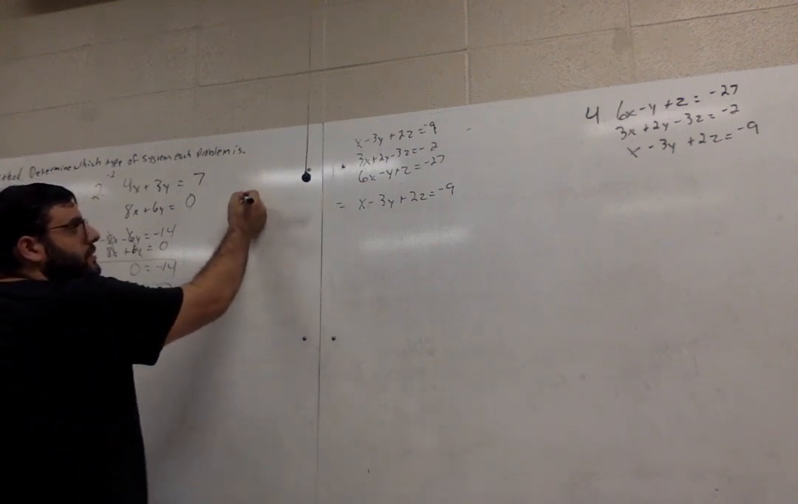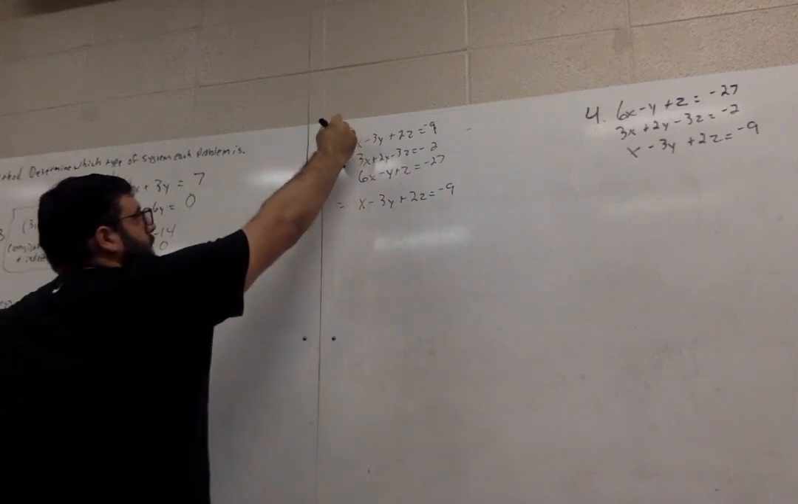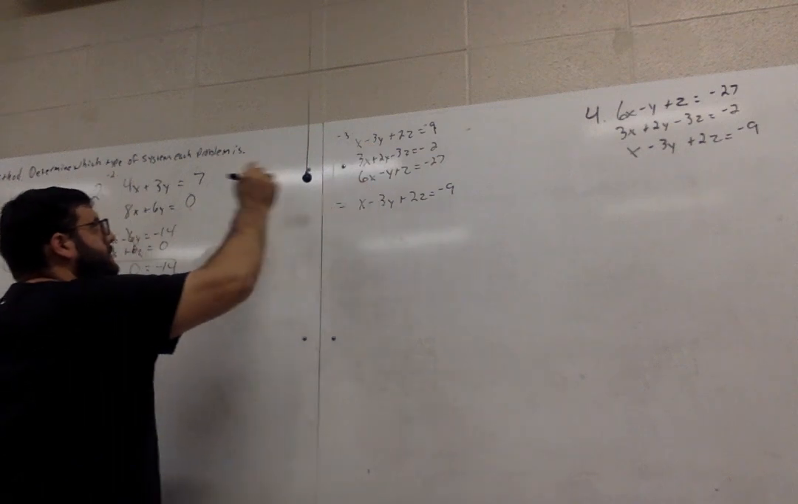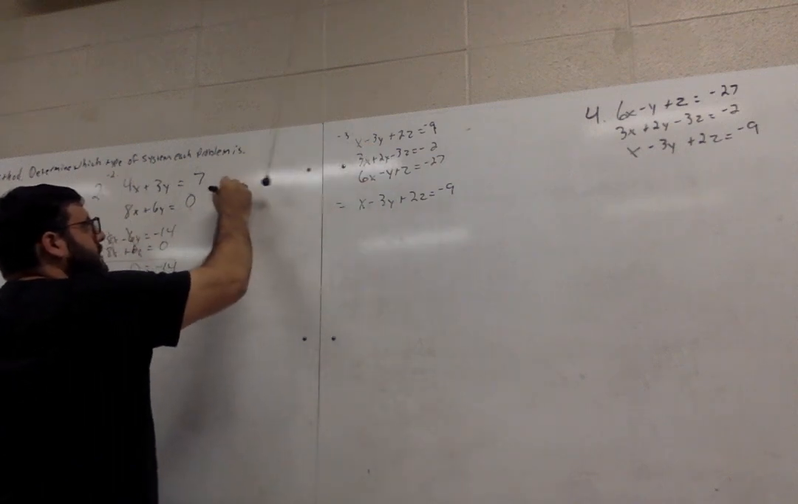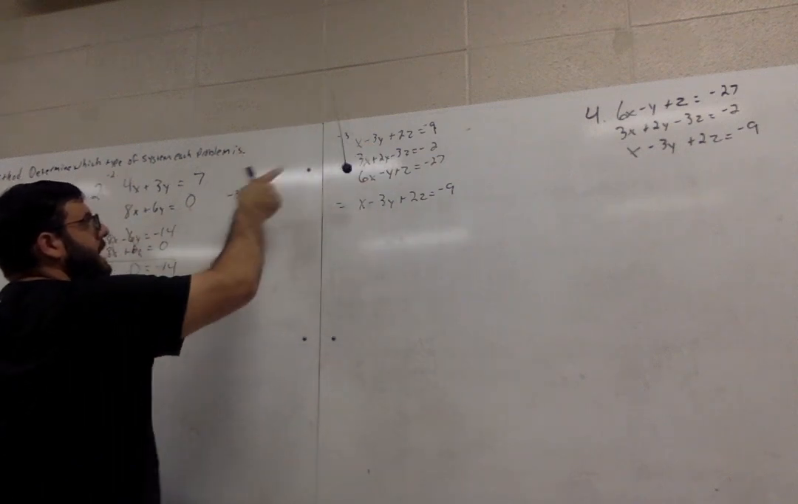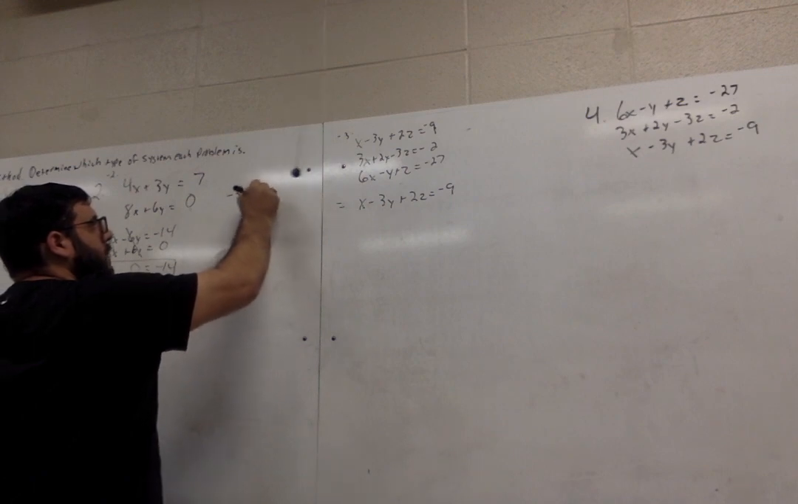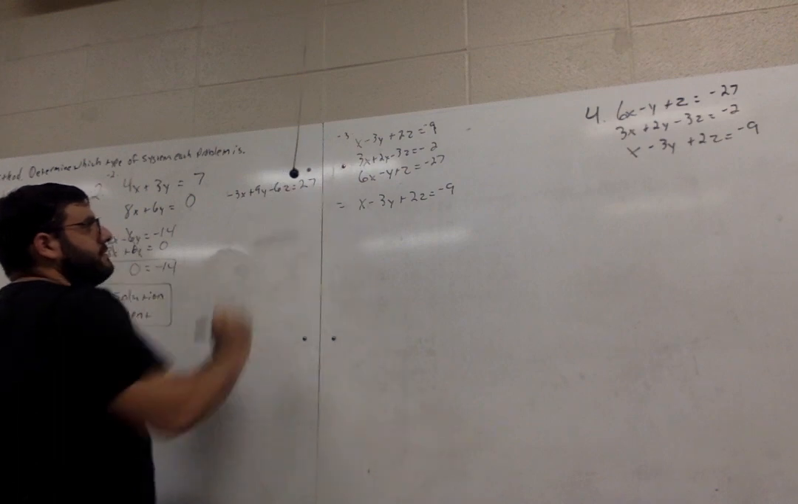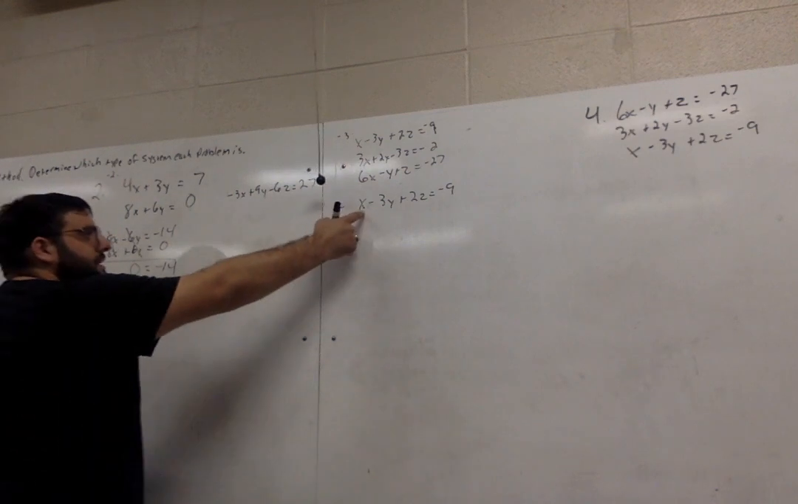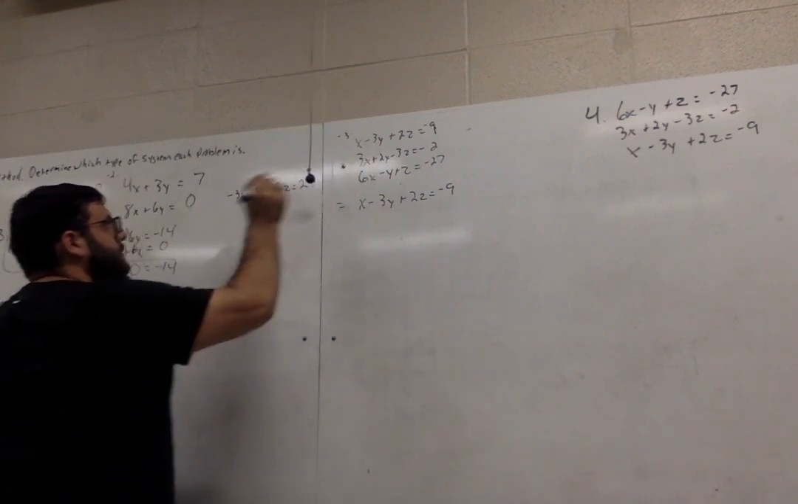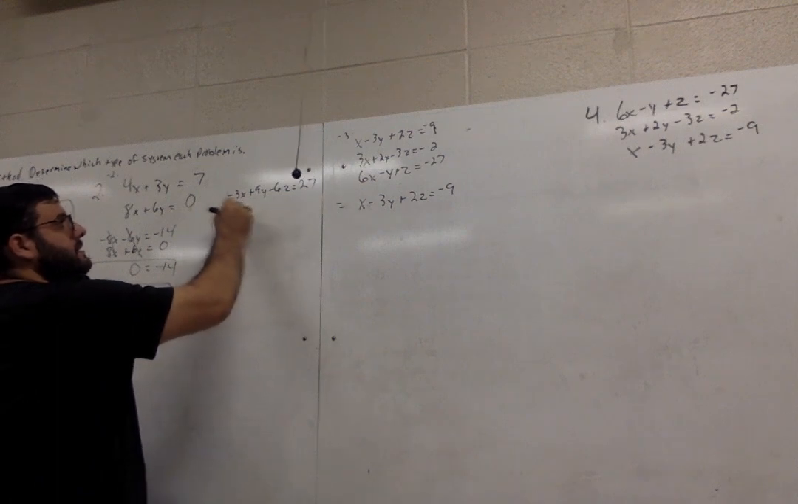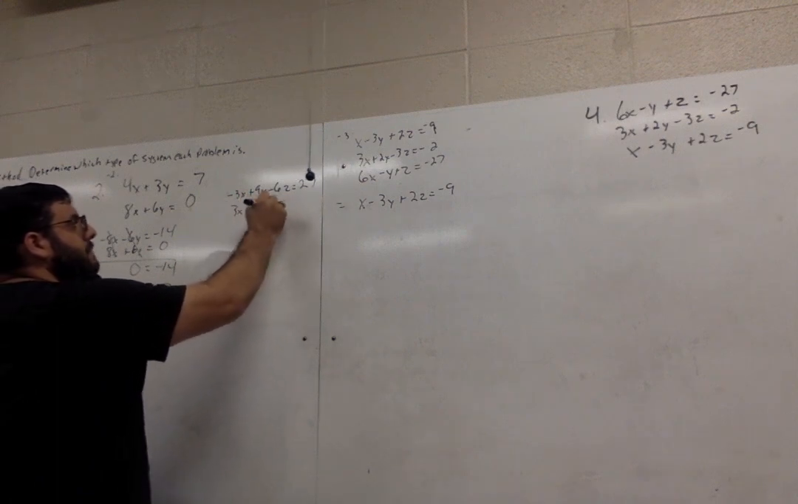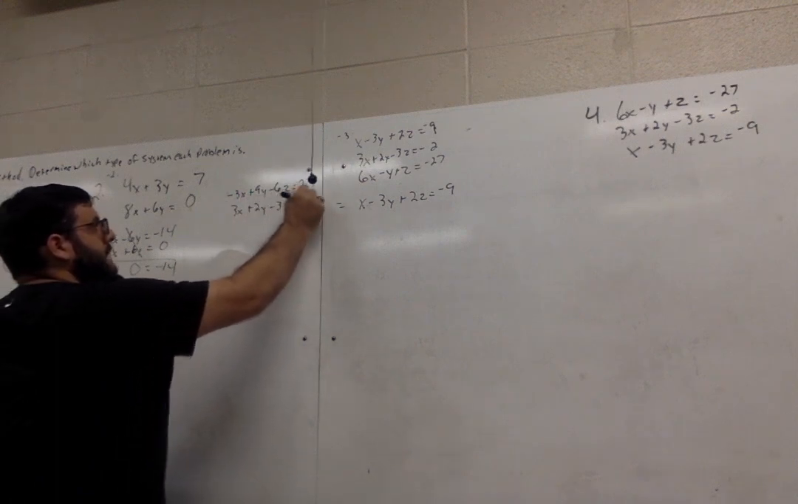All right. So I'm going to multiply this by negative 3 first. So negative 3 times x, that's negative 3x. Negative 3 times negative 3 is plus 9y. Minus 6z equals positive 27. And then I'm going to add this equation to it. 3x plus 2y minus 3z equals negative 2.